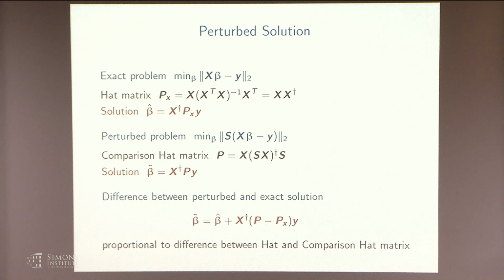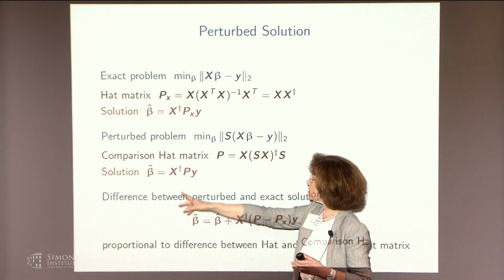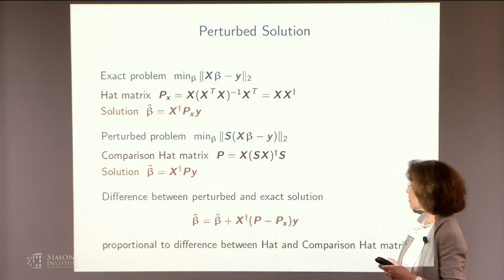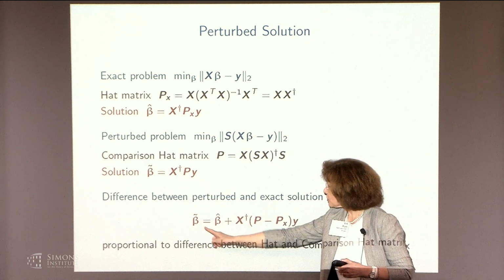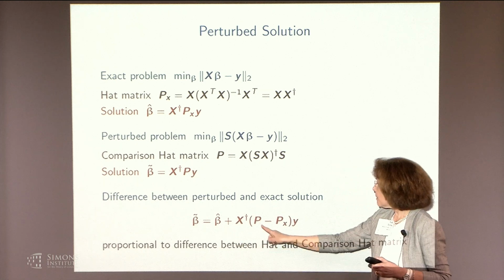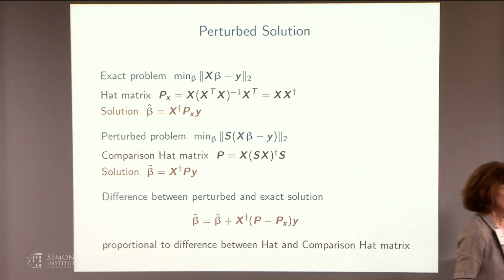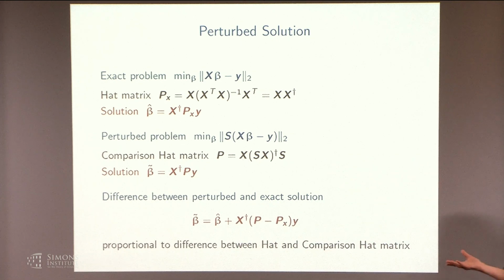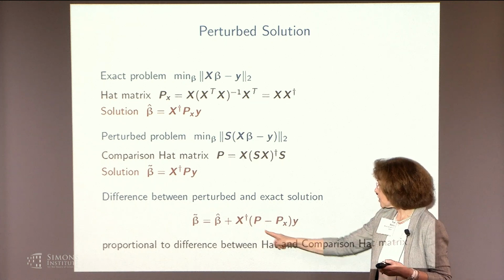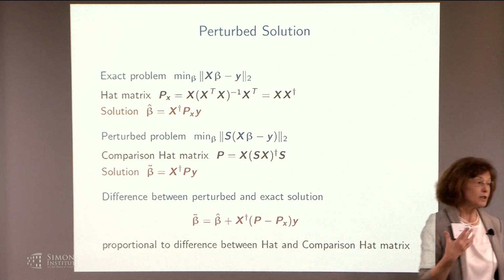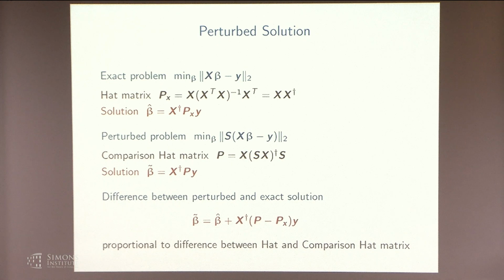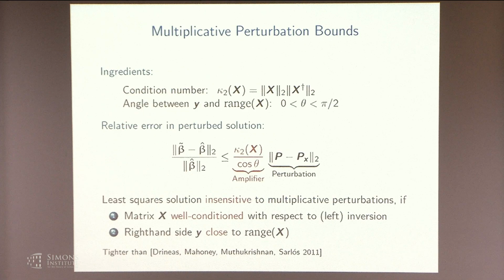So here we are again. This is our original solution. This is the solution from the sketched problem, and you can see we can write the sketched solution as the original solution plus the difference between the two. And the difference between the two is a difference between an oblique projector and an orthogonal projector. So the difference between the two solutions is proportional to the difference between the hat and the comparison hat matrix. So it's a very nice geometric way of looking at things.